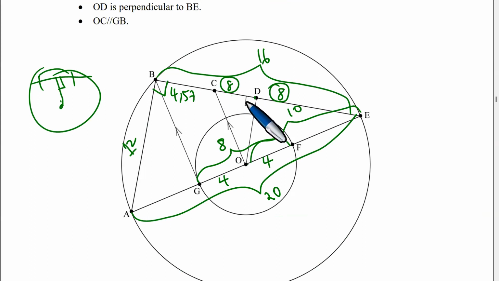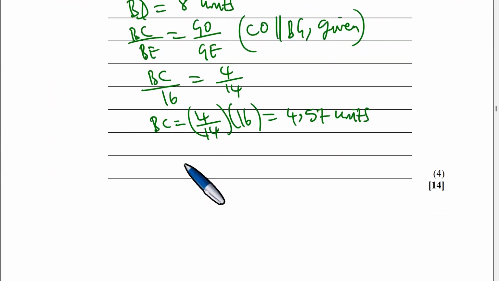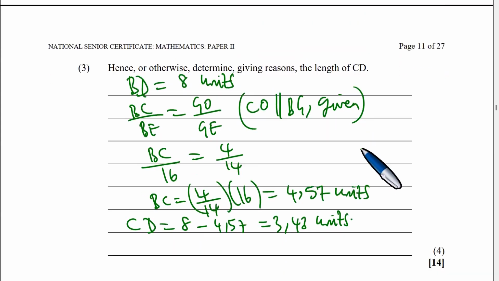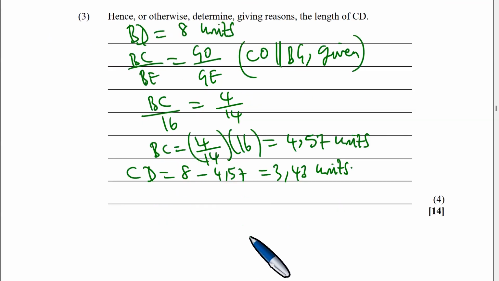So in other words, CD is going to become 8 minus 4,57, which is 3,43 units. Like so. And now, after this question said hence or otherwise determine, giving reasons, the length of CD, so the length of CD is 3,43 units. Next question.